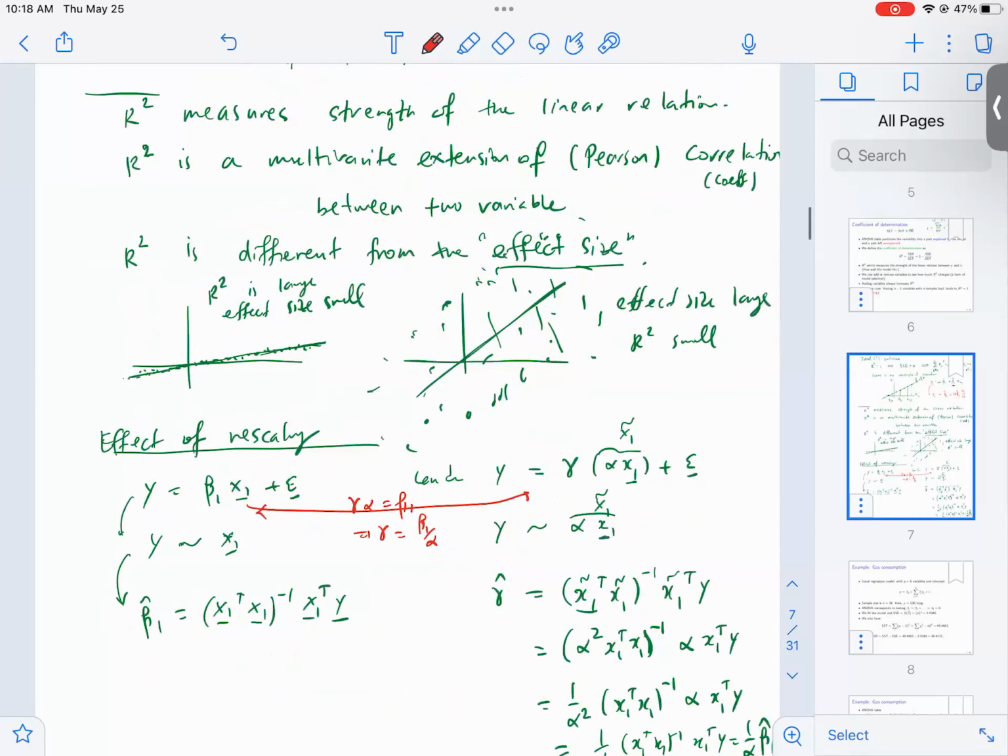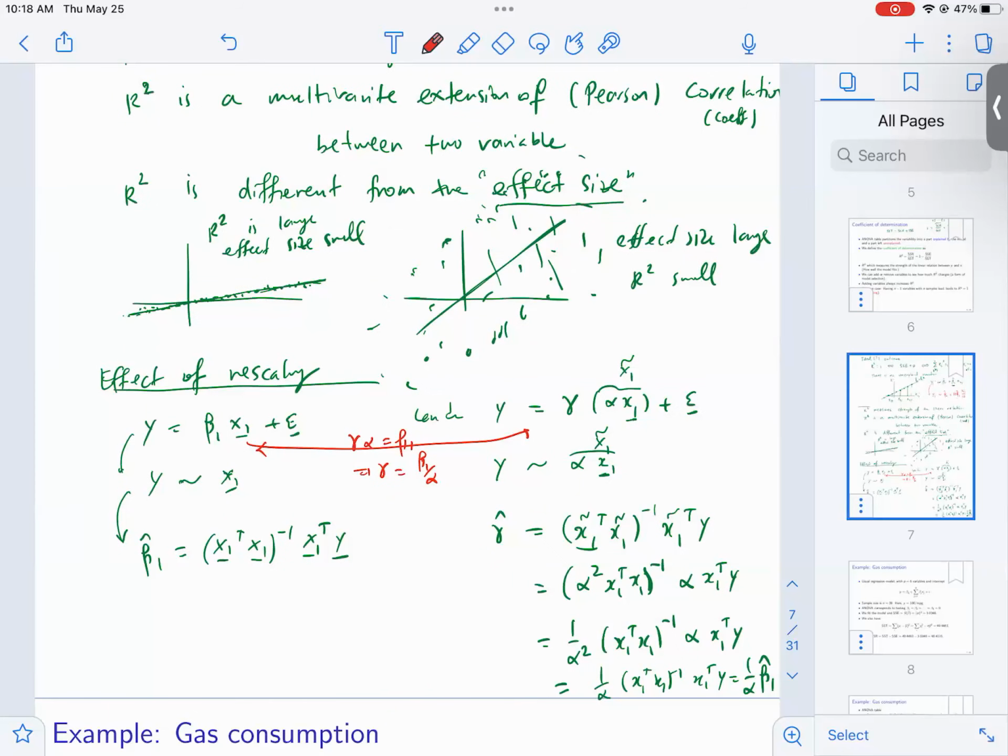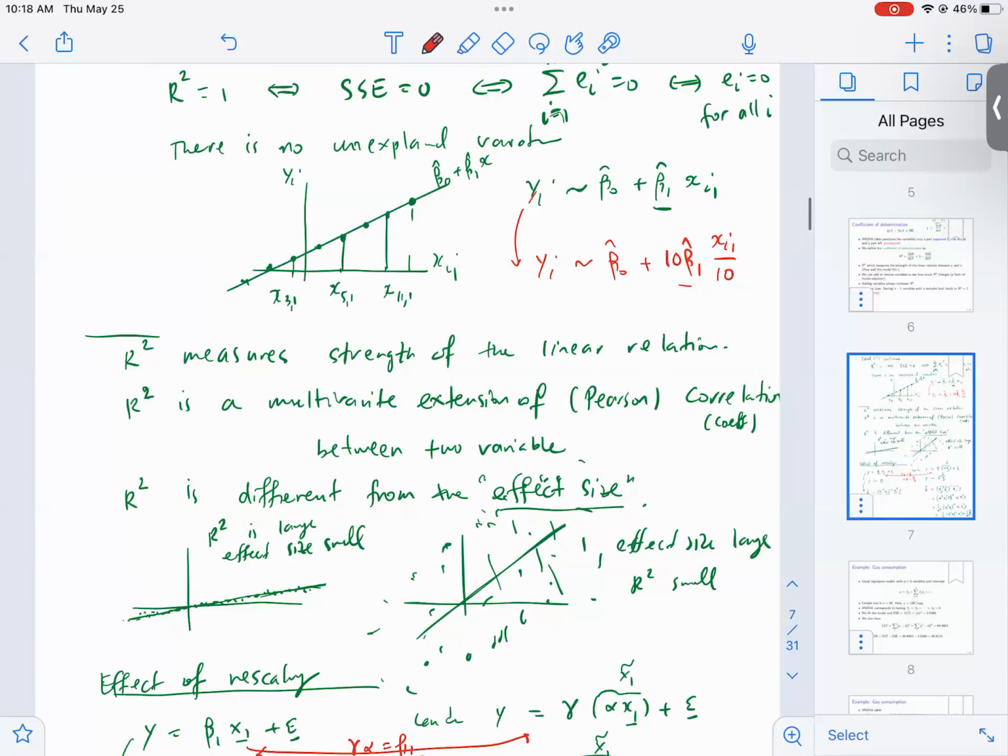Okay, and you have tools to figure out what happens to all the quantities. So what happens to the standard error, what happens to the actual beta hat, you know, all these things you can calculate. What happens to the variance of beta? Good questions?